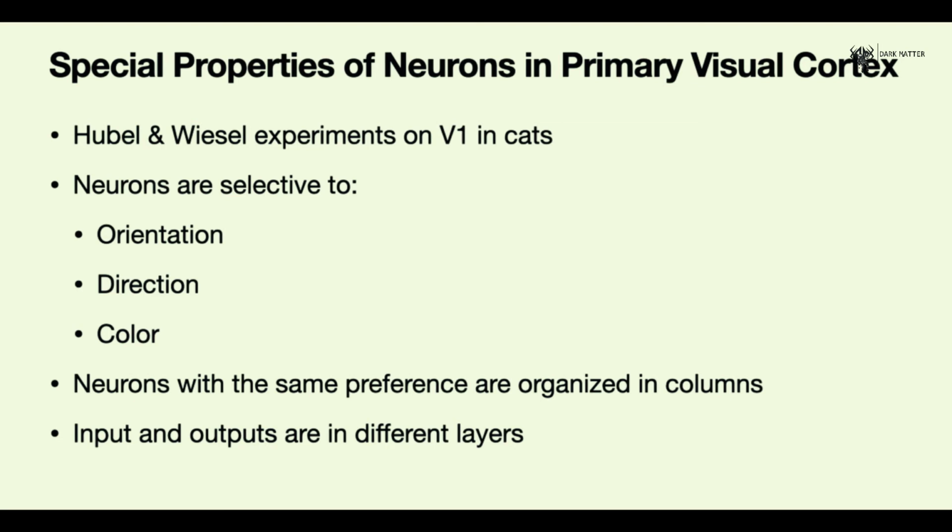Neurons with the same stimulus selectivity are organized in columns. So for example, all the neurons that prefer horizontal lines are in one column. We saw before that the cortex is usually organized in 6 layers, and here this is also important because the input to and the output from the visual cortex is also in different layers.